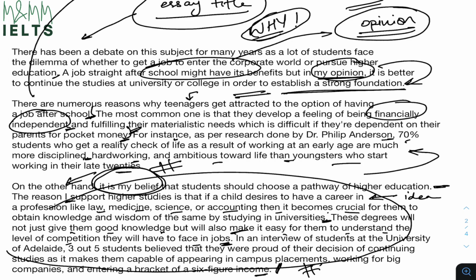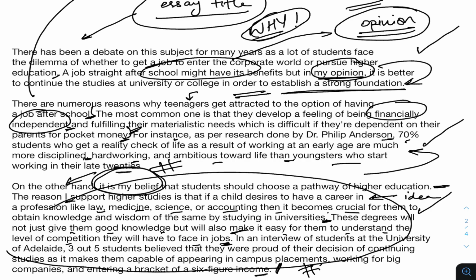Now, I have satisfied the criteria of sharing my opinion. I have satisfied the criteria of discussing both the views. I have not only discussed, but I have given explanation. I have given examples. I have covered all the areas. Now I am safe. I can expect a good score.